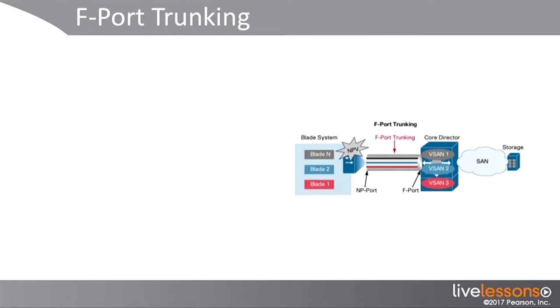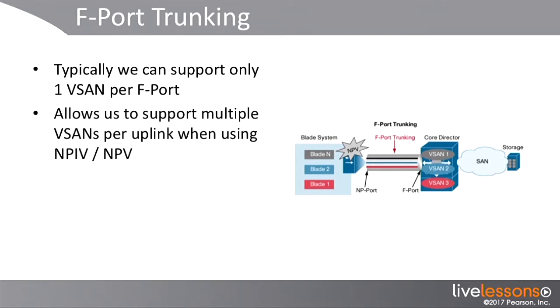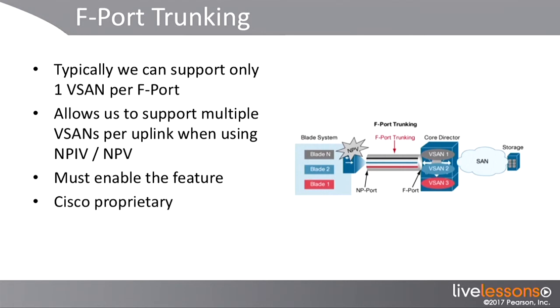So with some vendors, where we can only support one VSAN or one storage area network per port, with Cisco, we can actually support multiple VSANs per uplink and still make it easy by using NPV. Above and beyond that, we can also enable port channeling on that link and create redundancy. When you want to use this feature, you have to enable it in NX-OS by using the feature command, and in this case it is Cisco proprietary.